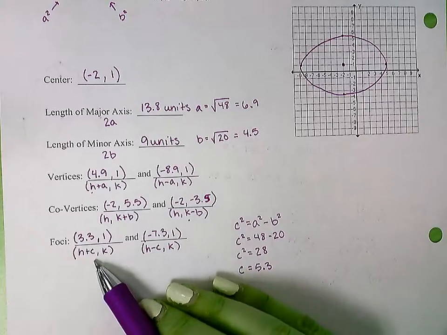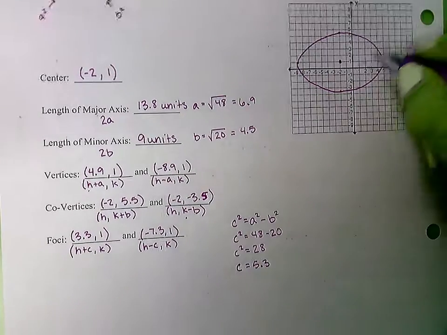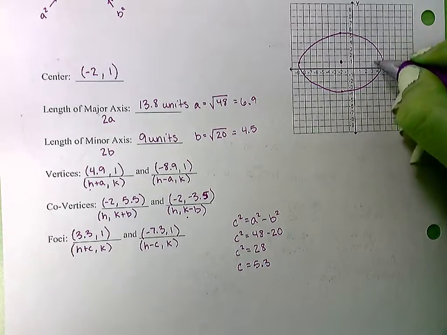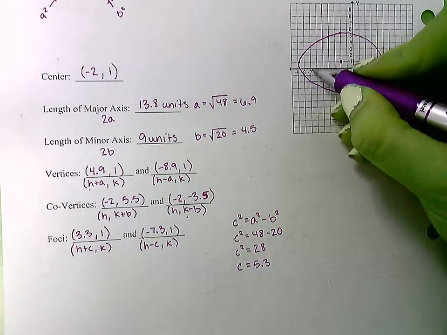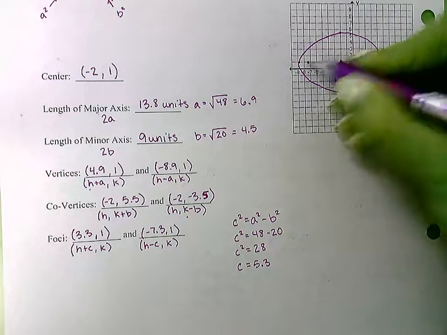And then lastly, plot your foci points. That one's at 3.3, 1 and -7.3, 1.